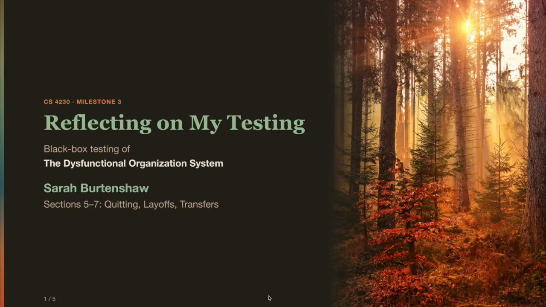Hi, I'm Sarah Burtonshaw, and for Milestone 2, my team tested another group's program called the Dysfunctional Organization System. It's a command line program for managing a company's hierarchy. There's a president, a vice president, supervisors, and workers. The program also has rules about who can quit, lay off people, or transfer employees.